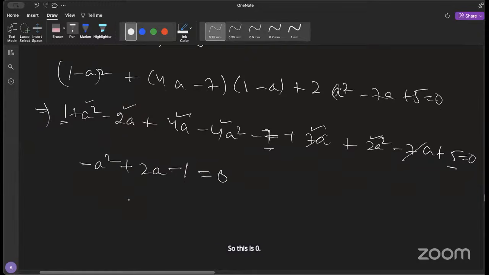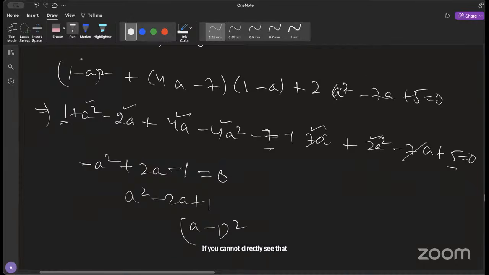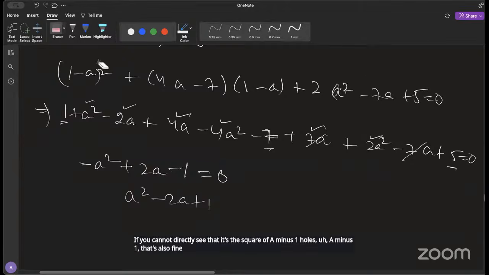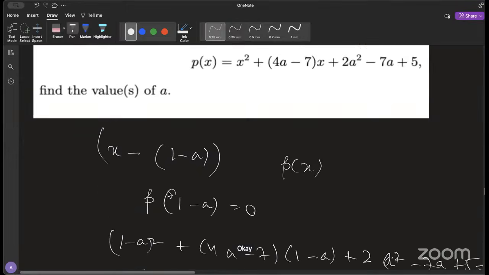Now, if you solve this, this is simply just a square minus 2a plus 1. It's the square of this, a minus 1 whole square. If you cannot directly see that it's the square of a minus 1, that's also fine. You can use the quadratic formula and then find the solutions. You will get a equals 1. Is that okay? Yes, ma'am. Okay, can we move to the next question?